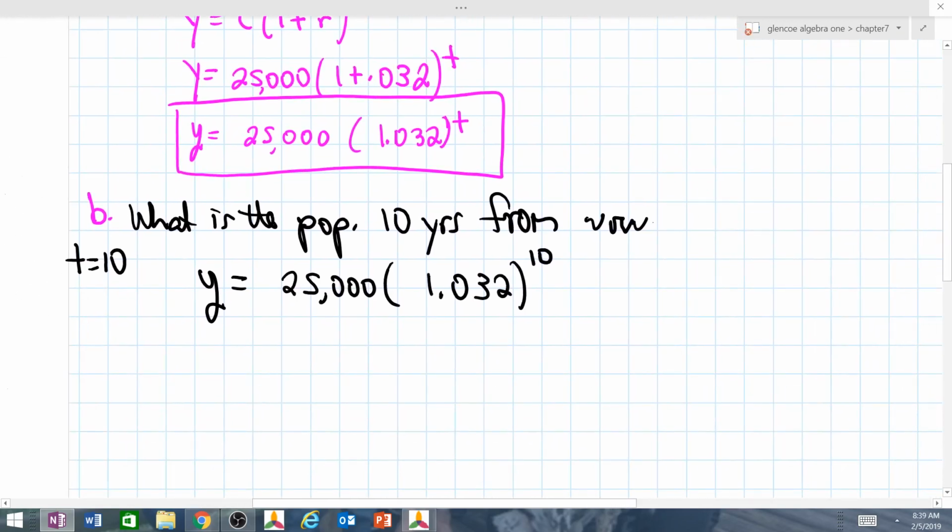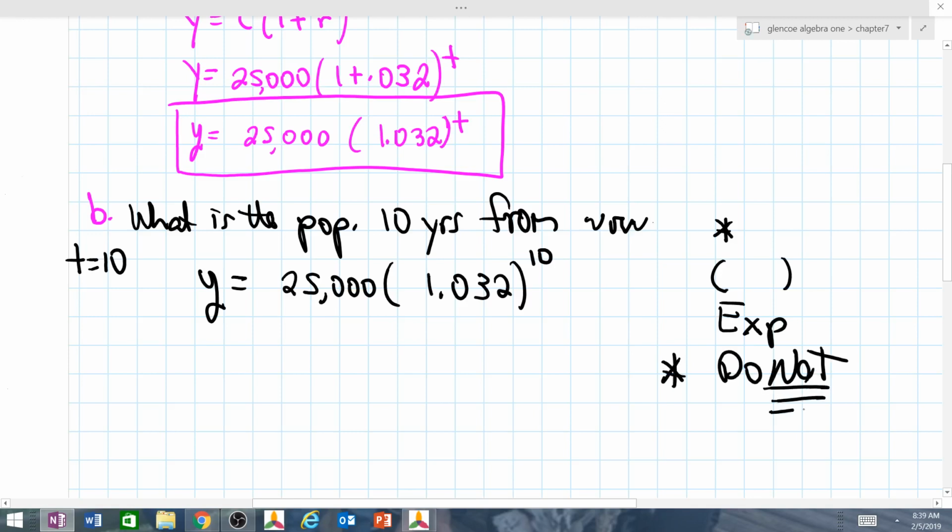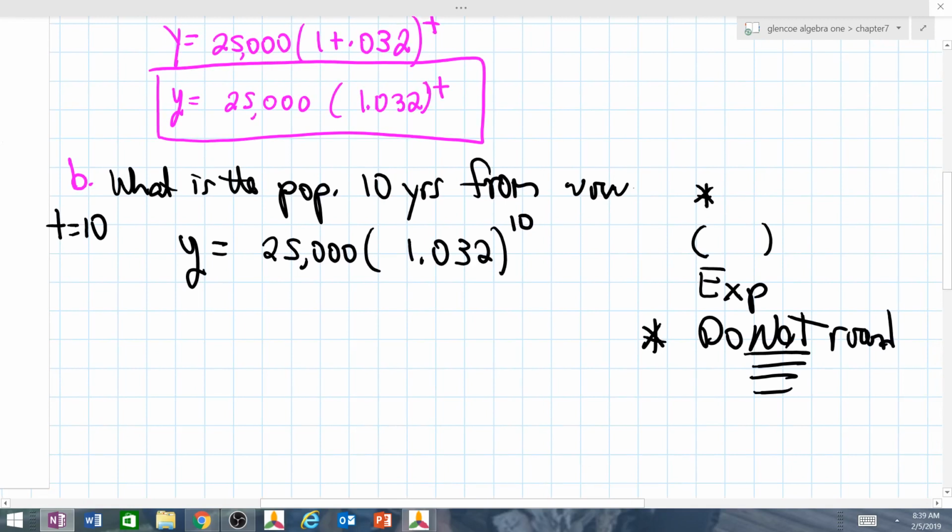Okay, now listen carefully when you do this. You're going to do parentheses and exponents. And do not round. We're not rounding. Everybody take your calculator out. So what you're going to do is clear that calculator, clear the memory. You're going to type in 1.032 to the 10th power. And when you do that, you should get a full screen. It should say 1.370241046. Can you confirm that that's correct?